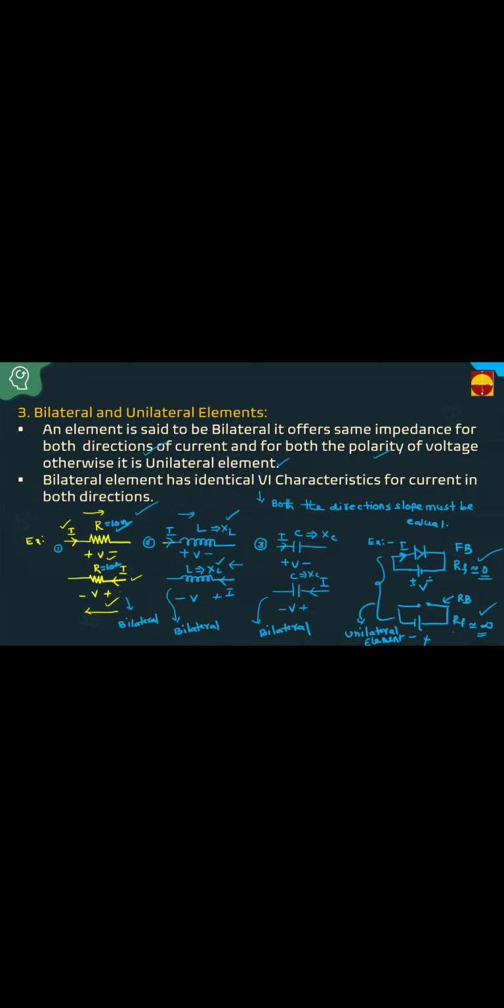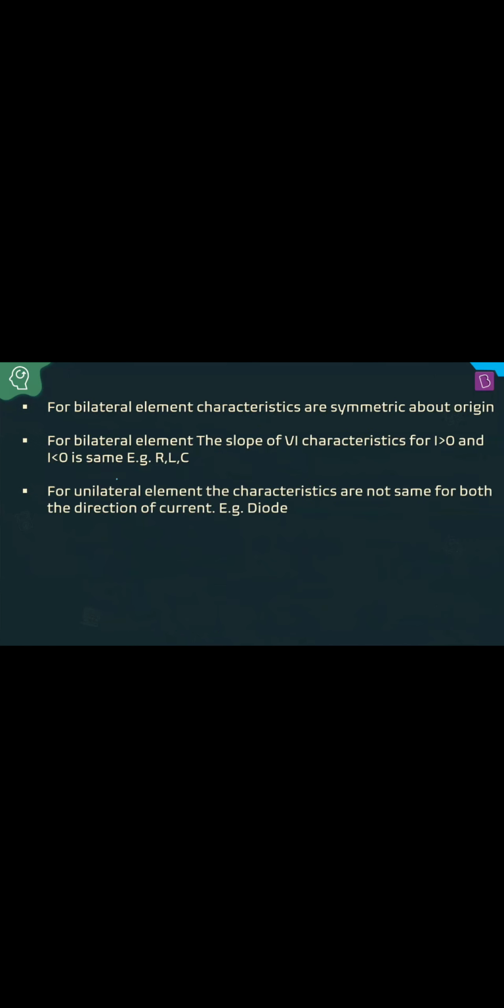Ideally, the diode under reverse bias condition offers infinite resistance. Practically, it is a high value. Ideally, infinite resistance, open circuit. Understood? What is the bilateral element and unilateral element? In general, semiconductor devices are unilateral elements. They offer different resistances if the polarity is reversed. That's why semiconductor devices are treated as unilateral elements.